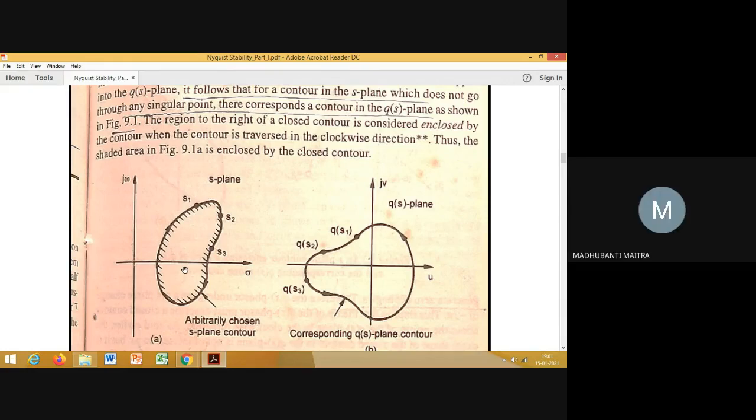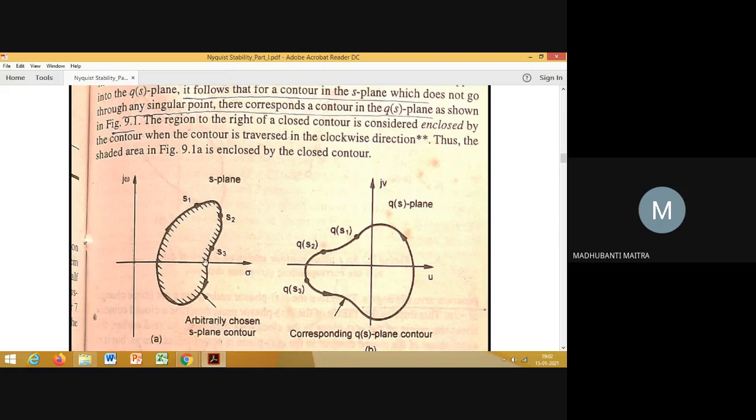Yes, ma'am. Now, since this contour is not passing through any singular point of the Q(S), given Q(S), hence, for this S1, we'll get some Q(S1) which can be plotted, which can be mapped. This S1 point can be mapped on the Q(S) plane as a point which is given by Q(S1). Similarly, this point S2, since this is not a singular point, hence for S2 we'll get some Q(S2), and that particular Q(S2) can be mapped on the Q(S) plane. S3, for that we can map Q(S3), and we can proceed in this particular manner, and finally again, since the terminating point is S1, we'll get Q(S1).